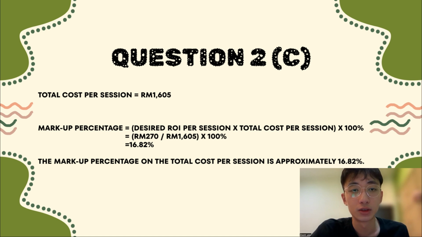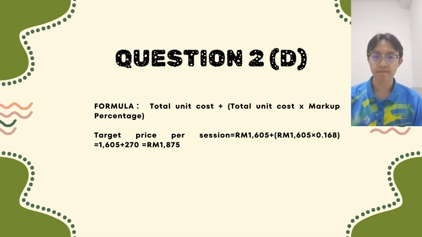Next, we need to achieve our target profit. As shown in question 2B, our desired ROI per season is RM 270. To calculate the markup percentage, I divide the desired ROI per season by the total cost per season and then multiply by 100%. RM 270 divided by RM 1,605 gives 16.82%. So the markup percentage on the total cost per season is 16.82%. And that's all of my part. Thank you, madam.